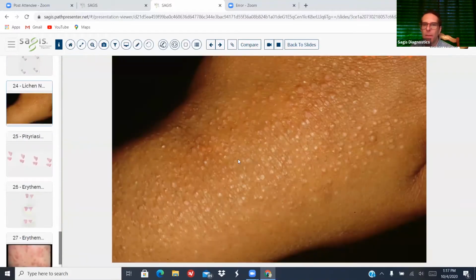Clinically, though, it can be difficult to differentiate from papular eczema in kids with atopic dermatitis. But here we have these little flat-topped 1 to 2 millimeter papules. And so, of course, if you get the clinical and the histopathology, it makes it much easier, but that was lichen nitidus.